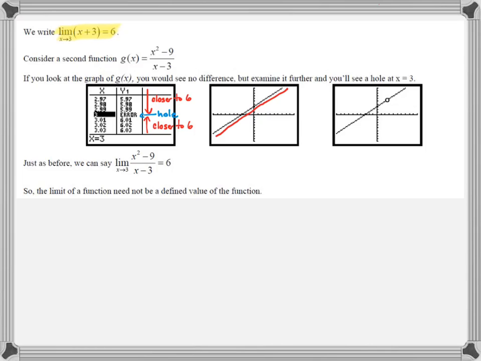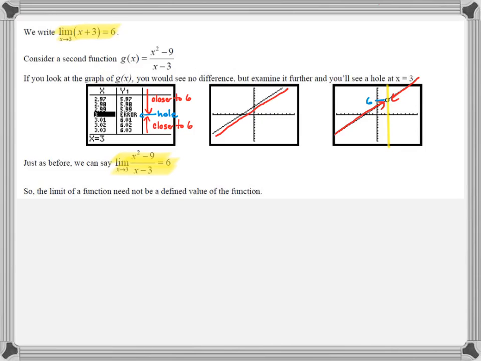So if you look at the graph, there's actually technically a hole at 3, and so when we look at where it intersects 3, approaching from the left and approaching from the right, both sides are still going towards 6. It just doesn't exist at 6. So just as before, we can say that the limit of x squared minus 9 over x minus 3 equals 6, just like the previous example.